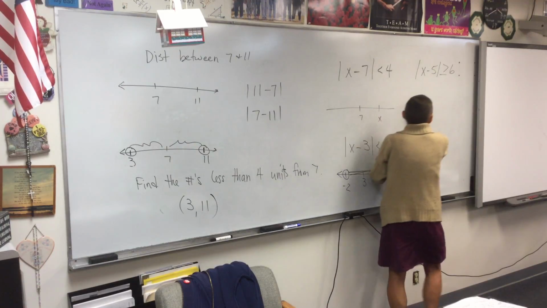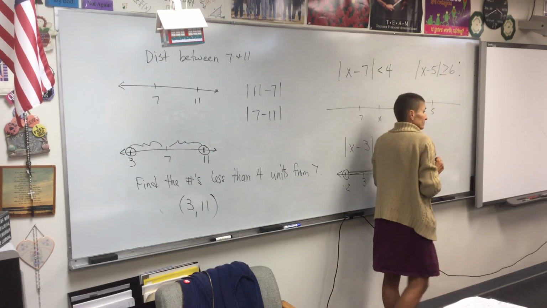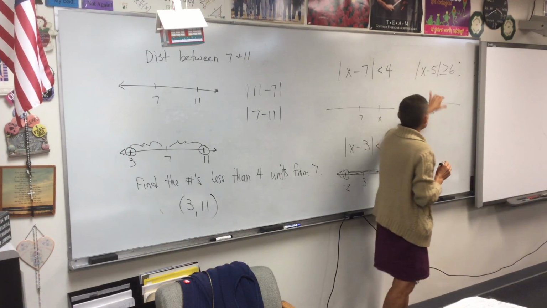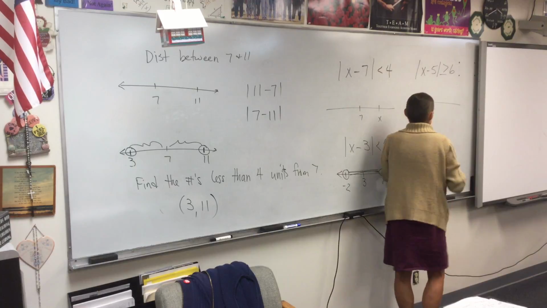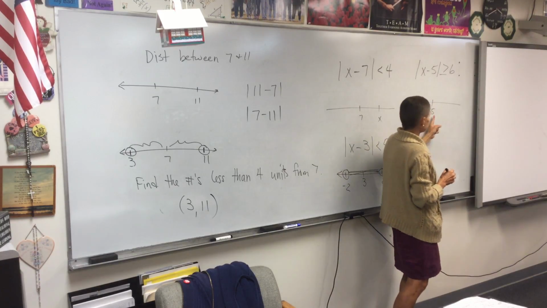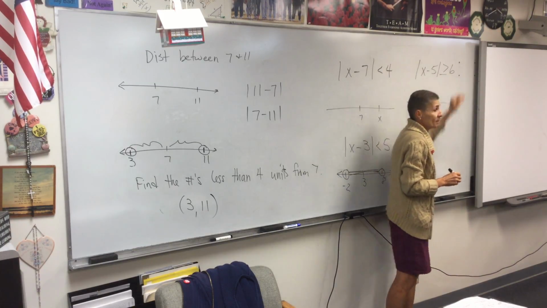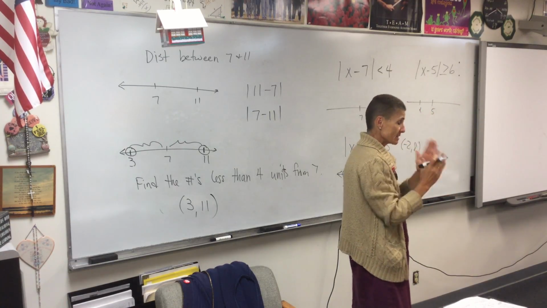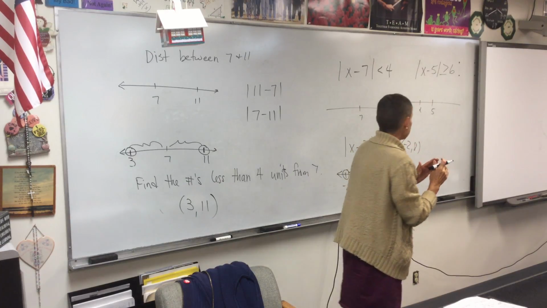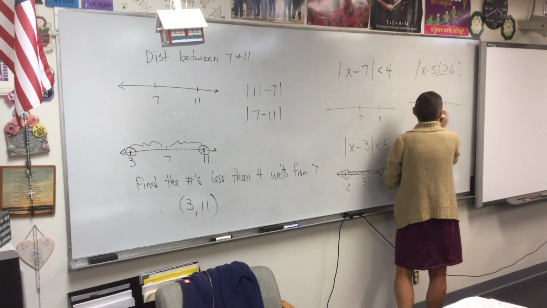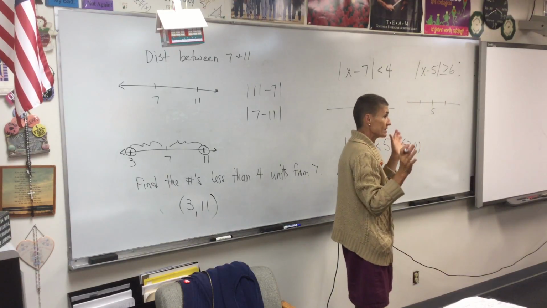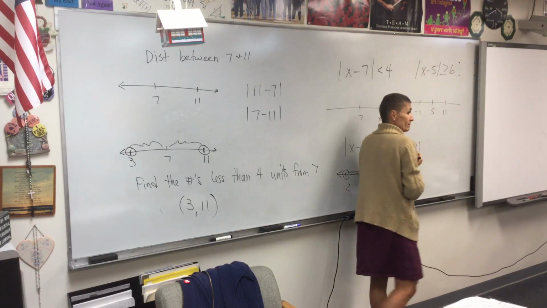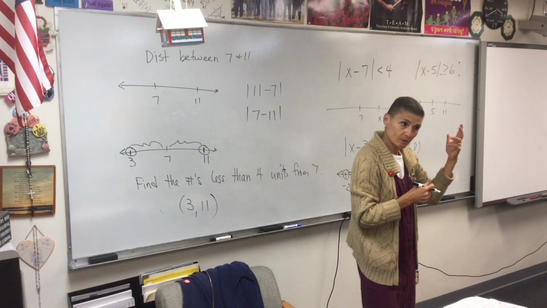So what does this say? Here's 5. X is somewhere, and the distance between X and 5 has to be more than 6. The distance between X and 5 has to be more than 6. So what are the boundaries on X? If it has to be more than 6, what are the boundaries? 11 and negative 1?